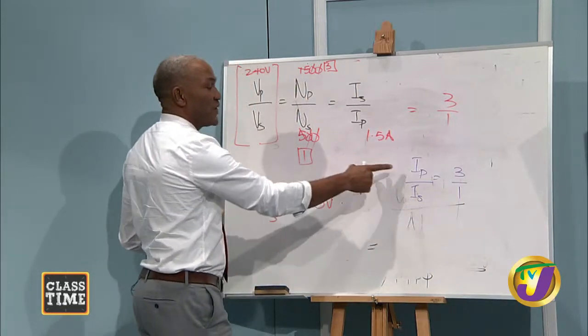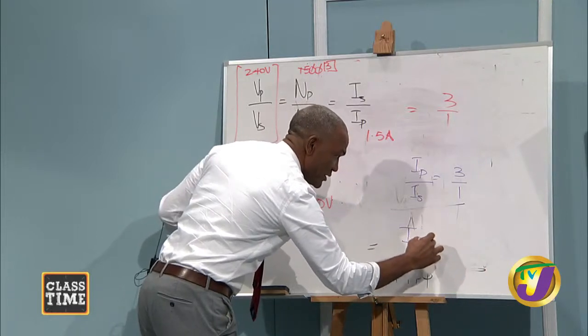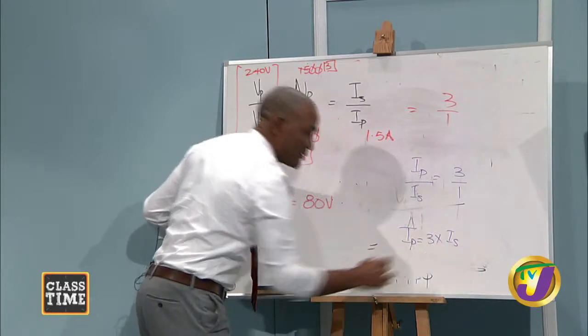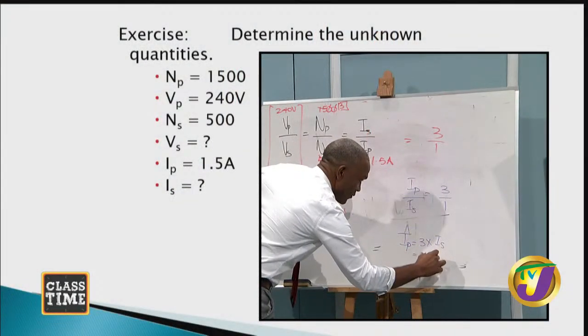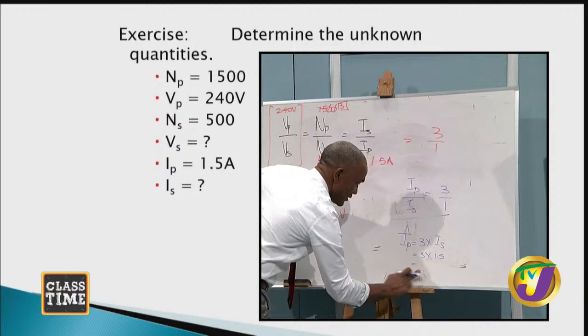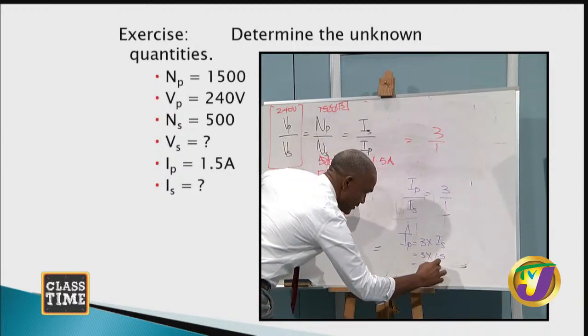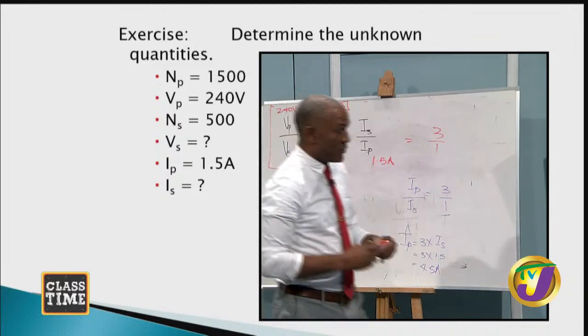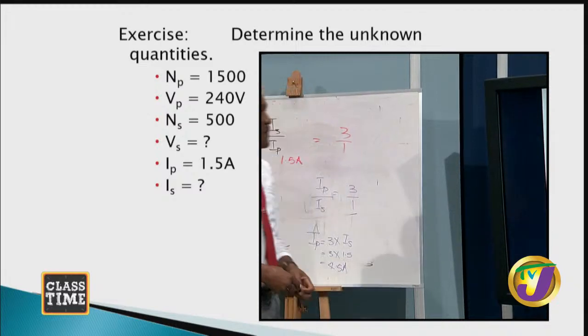So what do I do to find IP? I said IP is equal to 3 times IS. Isn't that right? And 3 times 1.5 gives me, don't say 45, but 4.5 amps. Very good. So we can look at what we have here. All right. So we're moving on.